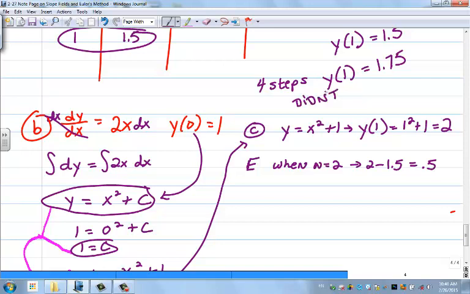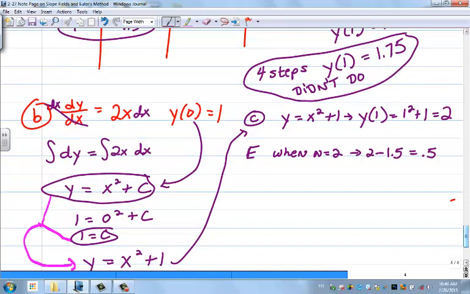I'm just pulling that one out of my posterior region, if you will. Okay, so with 4 steps, y of 1 is 1.75. You could do that, but I'm just going to skip that, and you can take my word for it. So the error when n equals 4 would be 2 minus 1.75, which would equal 0.25. All right, so that's the error, right? The error is the difference between the actual value and what your estimate is. So those are the two error values.